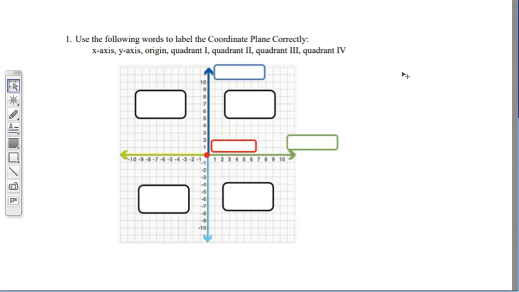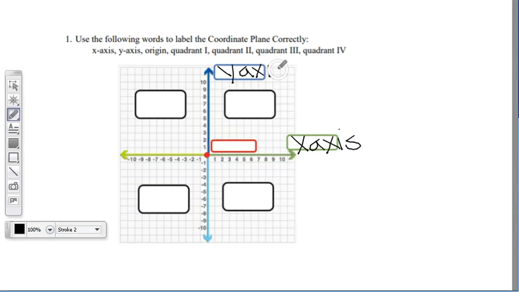So use the following words to label the coordinate plane correctly: x-axis, y-axis, origin, quadrant 1, quadrant 2, quadrant 3, quadrant 4. Okay, so right here, this horizontal axis, this one is the x-axis. The vertical one is the y-axis. The place where the two intersect each other, that is called the origin. This is quadrant 1, quadrant 2, quadrant 3, and quadrant 4.